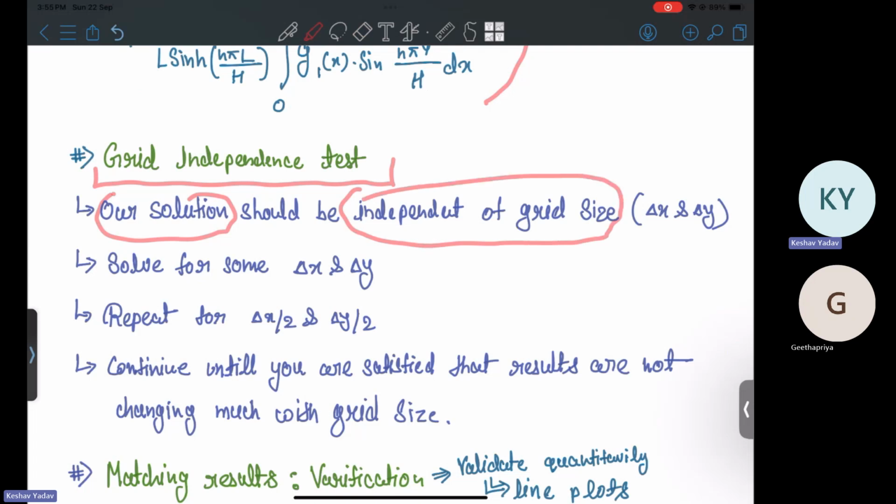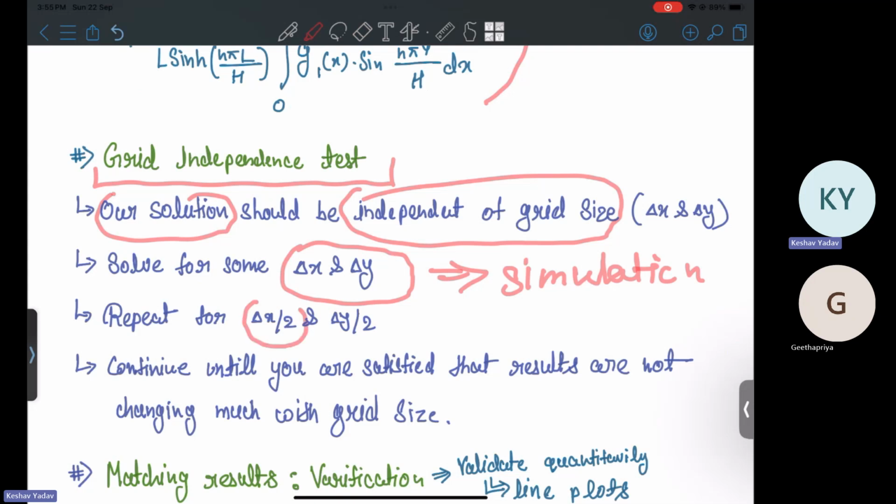How can we do that? We select some delta x and delta y. We do the simulation. Then we will repeat the same simulation with delta x by 2 and delta y by 2 grid size. Then we see how much our solution has changed when we change the grid size from delta x to delta x by 2 and from delta y to delta y by 2.